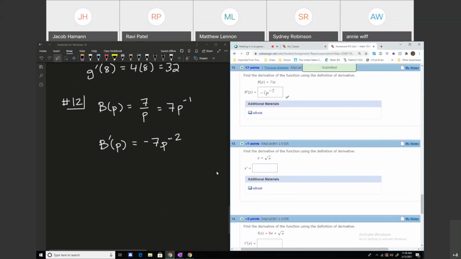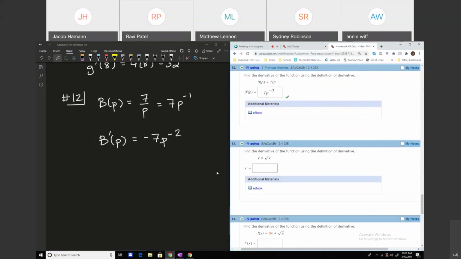Same deal with 13. We just have to realize that the square root means the 1/2 power. So y equals the square root of x is the same thing as x to the 1/2 power. So if you want to figure out y prime, we do 1/2 x to the 1/2 minus 1, which is 1/2 x to the minus 1/2 power.